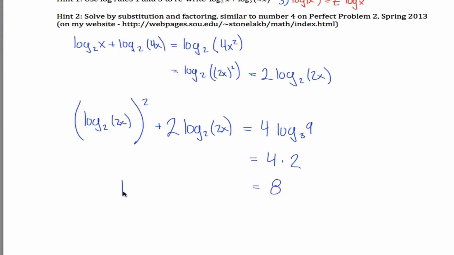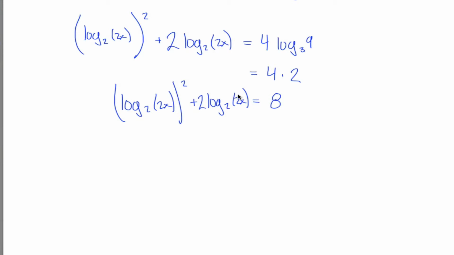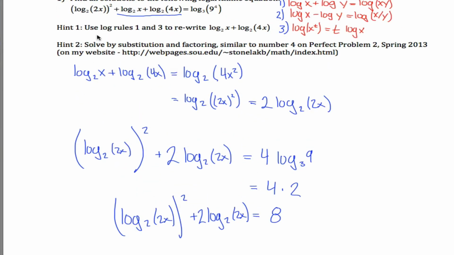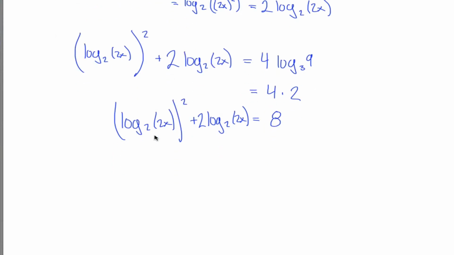So really what I have in my equation here is the log base 2 of 2x, that entire thing being squared, and then to that I'm adding 2 of these log base 2 of 2x things, and that's equal to 8. And this is where you can do a substitution to solve. That's what I was getting at with this second hint. This thing in the parentheses here, I also have one of them over here, this log base 2 of 2x. So I'm going to pick whatever letter you want. I don't know, y, because why not?